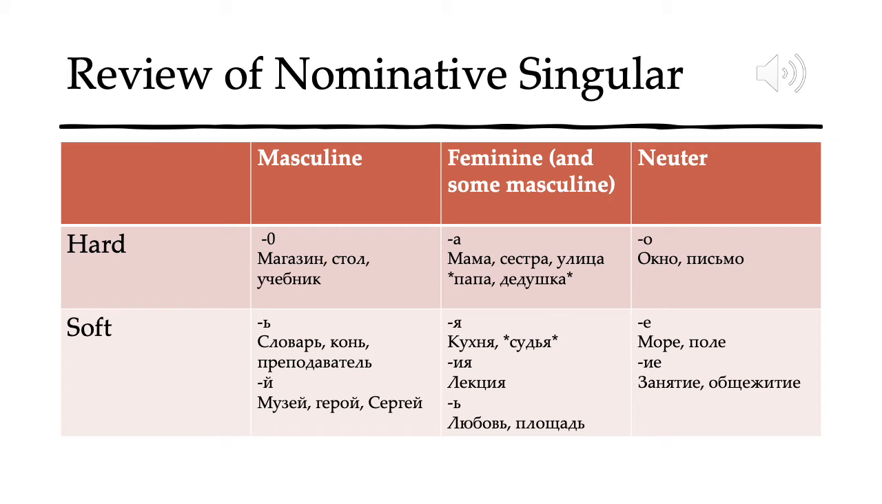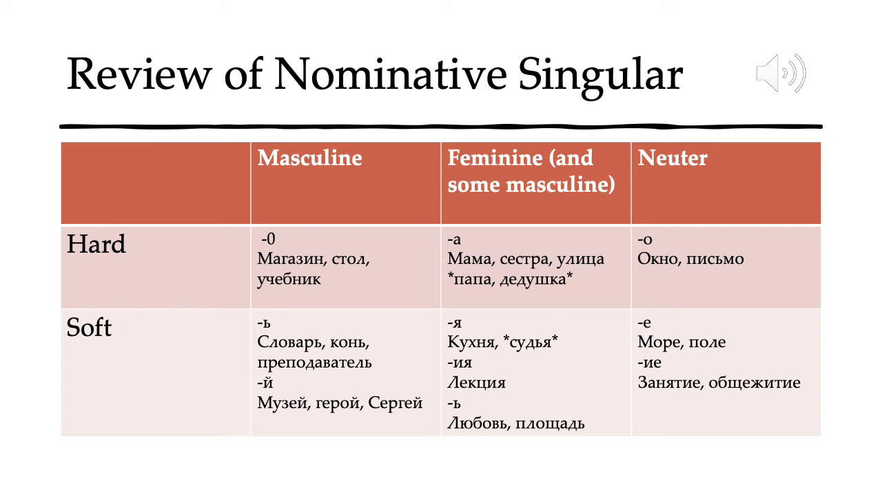Soft stem masculine nouns can end in мягкий знак, like словарь, or конь, or преподаватель, or they can end in и краткое, like музей, герой, and Sergei. And then for these mainly feminine but occasionally masculine nouns that end in a or ya, the hard stem ones will end in a, such as mama, сестра, and улица. We also have examples like papa and dedushka, which end in a but are grammatically masculine and will take masculine modifiers and masculine past tense verb forms.